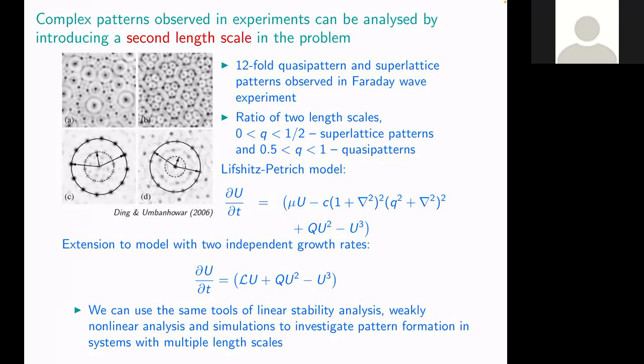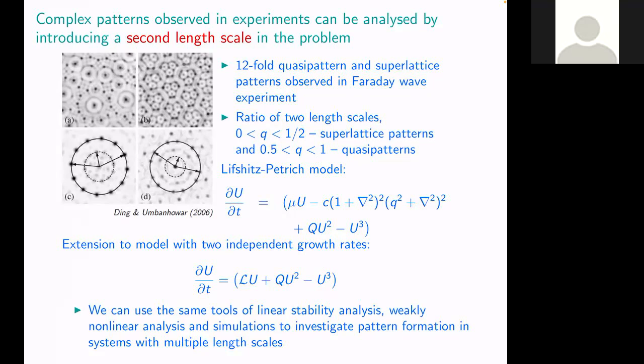We can go back to our Swift-Hohenberg homework, be inspired by it, and say, okay, in this model, I want to have 2 length scales and not just 1. And that is what Lifshitz and Petrich did. As we see here, the nonlinearities are the same as the ones that we saw in the Swift-Hohenberg equation. The first linear growth term is also the same. It's just that the selection of wavelength now has an additional term, (q squared plus Laplacian) the whole squared.